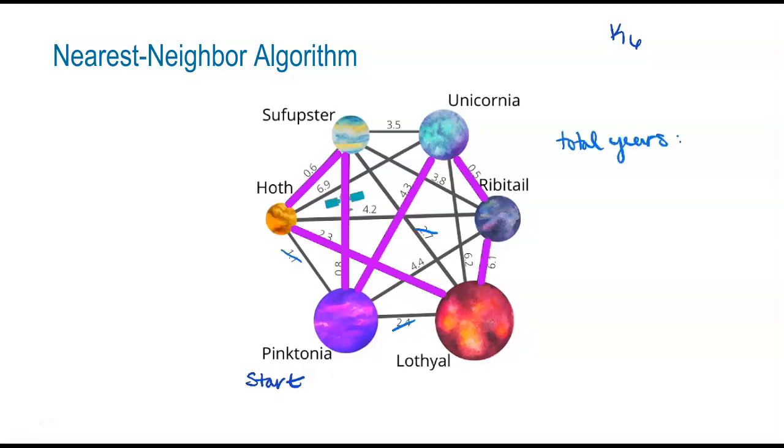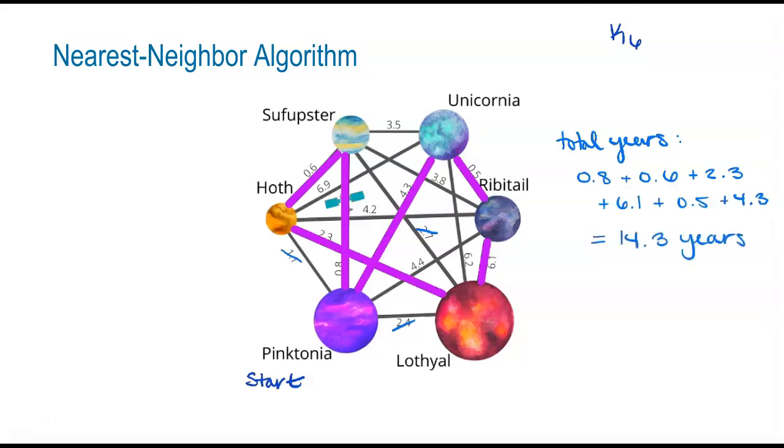From Pincktonia to Cephupster, we have 0.8 years. From Cephupster to Hoth is 0.6 years. From Hoth to Lothial is 2.3 years. From Lothial to Rivetail is 6.1 years. From Rivetail to Unicornia is 0.5 years. And from Unicornia back to Pincktonia is 4.3 years. This gives us a total of 14.3 years.